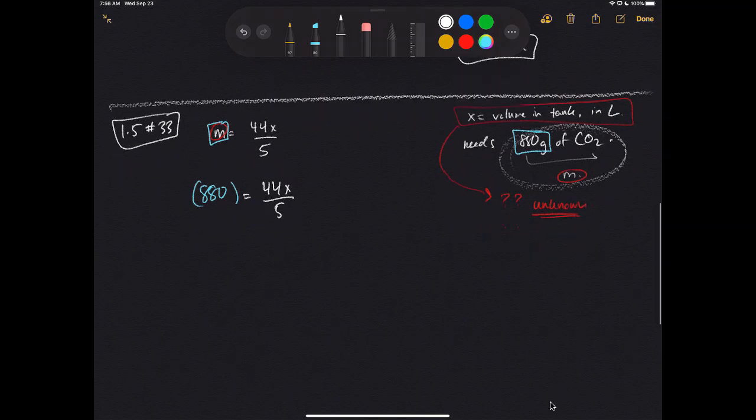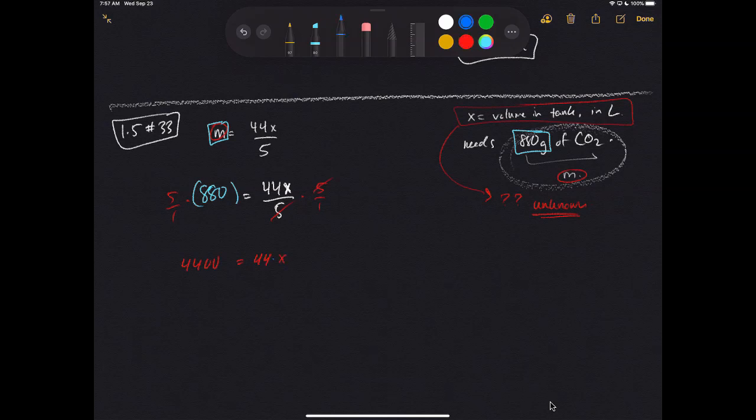Now here is a couple ways to solve for x. Because we have a fraction involved, there's a few ways to write this. I'll show you the 3 main ways, and I'll show you what I do. So one thing you could do is multiply both sides by 5 in order to cancel out this denominator of 5 on the right hand side. Using the balance principle, we do the same thing to both sides, and then 880 times 5 becomes 4,400 equals 44 times x.